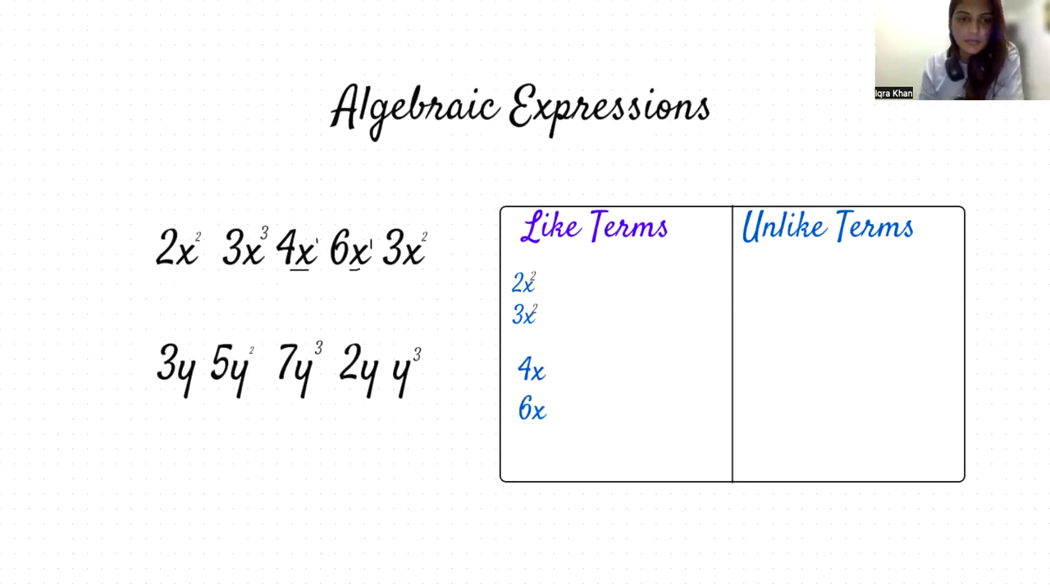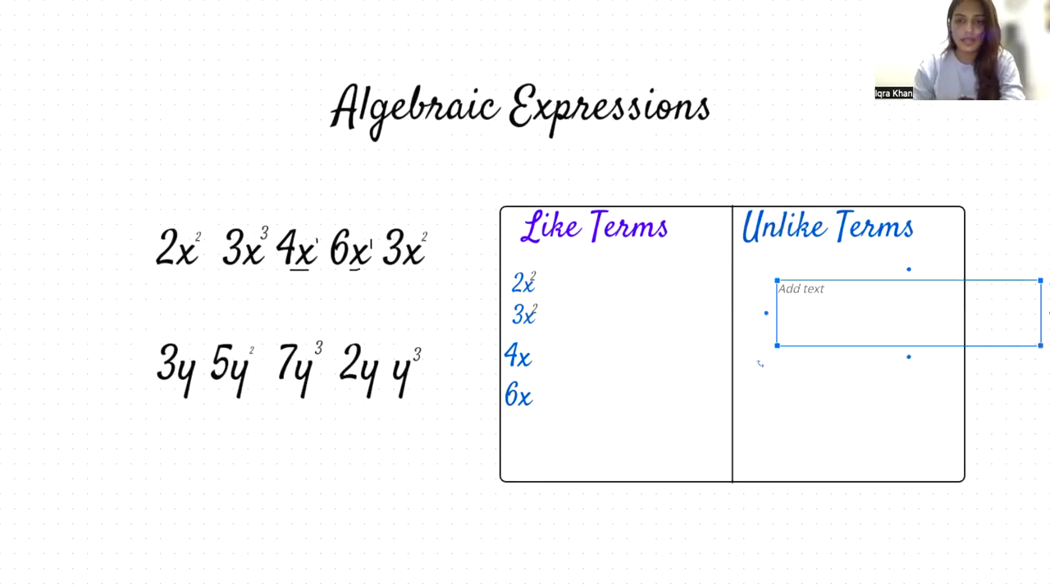Okay, let's place them there. Right, now we have 3x cubed. So 3x cubed will be our unlike term, since there's no other base x raised to the power 3. Okay, so we're going to write the unlike terms over here in the unlike term box. So over here it's 3x cubed for our unlike term.